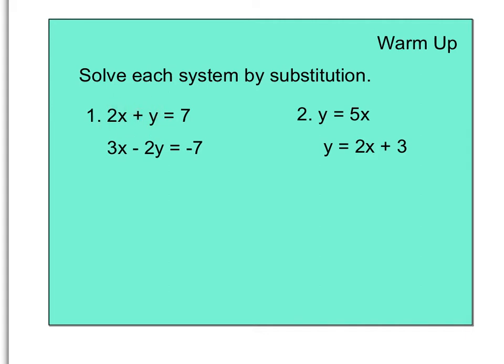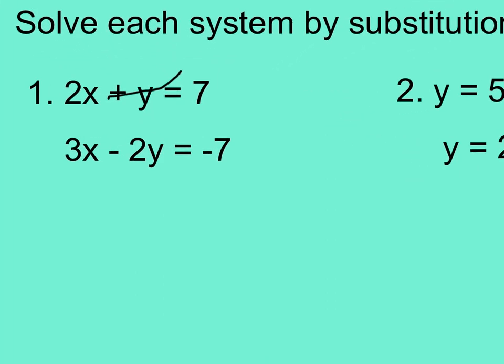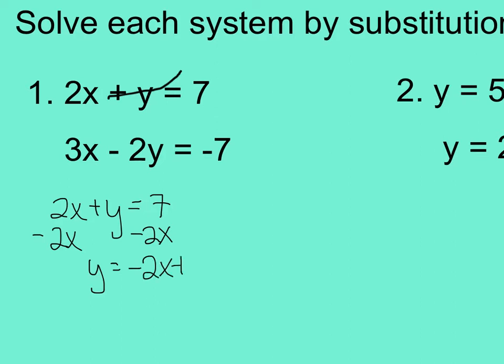So I'm going to write this equation below. And to get the y by itself, we're going to subtract the 2x since it's positive. So this equation is now y equals negative 2x plus 7. So I'm going to insert this into the second equation to replace y.